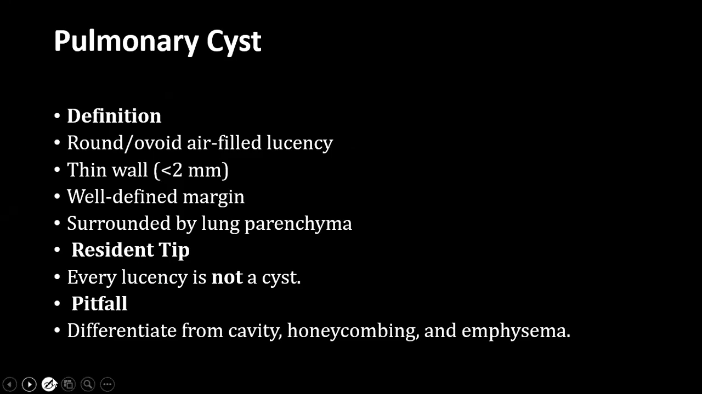Now let's discuss what a cyst basically is. A cyst is a round or oval-shaped lucency, usually filled with air. It's a low attenuation structure, usually has a thin wall, less than 2 mm, and the margins are well defined. The adjacent lung parenchyma is normal; it is surrounded by lung parenchyma. You need to differentiate when to label a cyst as a cyst and not confuse it with cavity, honeycombing, and emphysema. We'll be discussing all these in detail in the coming slides.